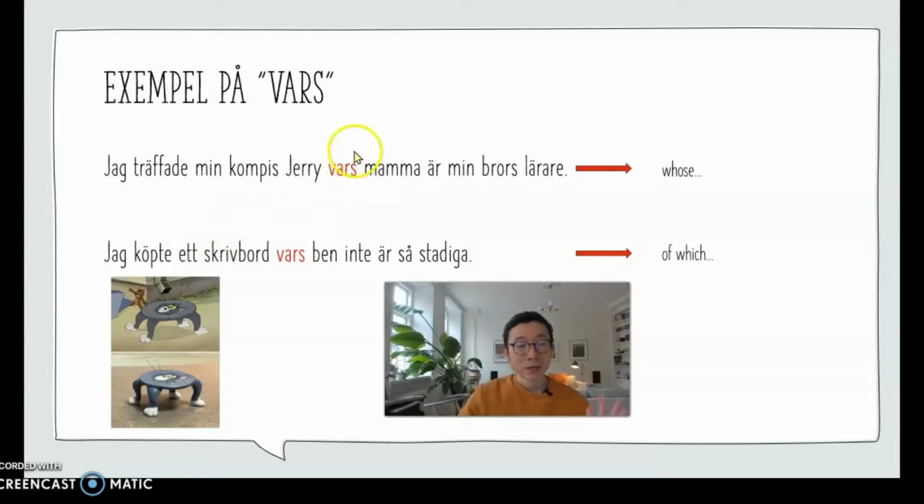But let's look at the function of vars. So the function of vars is actually to mark the relationship of the two nouns before and after vars. The noun after vars belongs to the noun before. So vars is actually marking the ownership. So Jerry's mother. The mother belongs to Jerry. The table's legs. The legs belongs to the table. And it doesn't matter if it's a person or if it's an object. We use vars in Swedish.